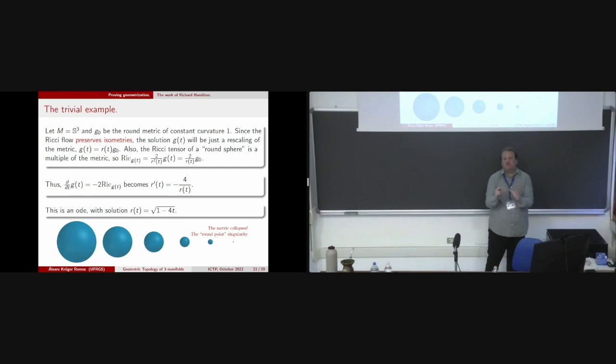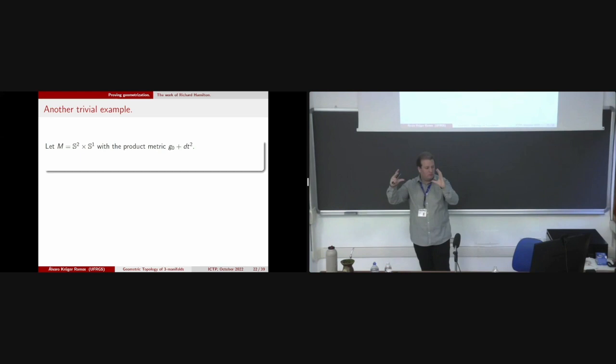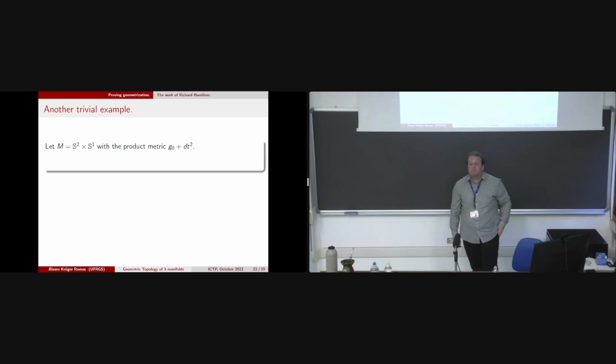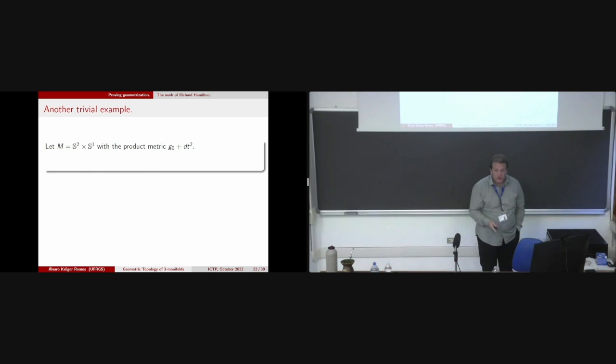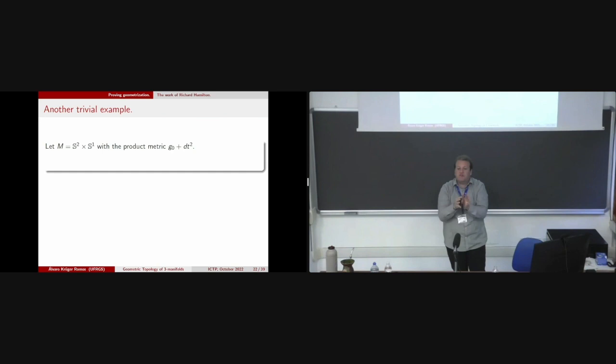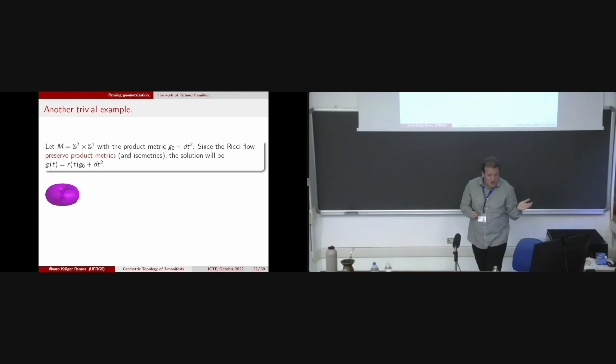Let me give you a second trivial example, which is a product. Start with S2 cross S1, basically like a torus, and assume that the metric on S2 is the round metric, and the metric on S1 is just dt. What happens with the Ricci flow is that it also preserves product metrics. If you have a product metric in your original manifold, you will see that the equation splits into a system of equations, and the solutions will also split. They will also be product metrics. So the Ricci flow preserves product metrics. It preserves isometries on the factors of these product metrics.